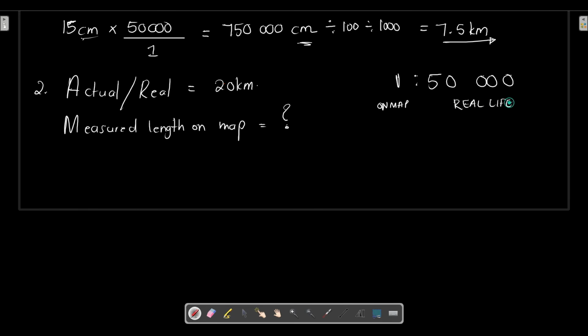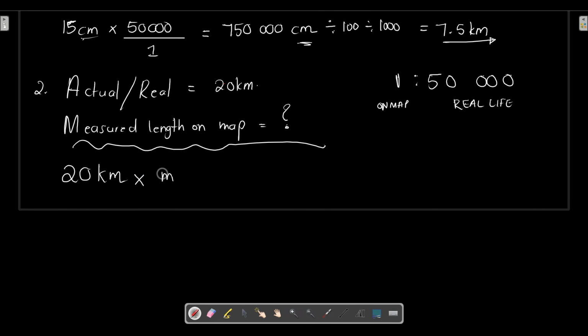So what do we want? How are we going to get to our answer? You're going to take that 20 kilometers because that is the only value given that will help us get to our answer. Then you multiply by what you want. What do we want? We want the measured length.